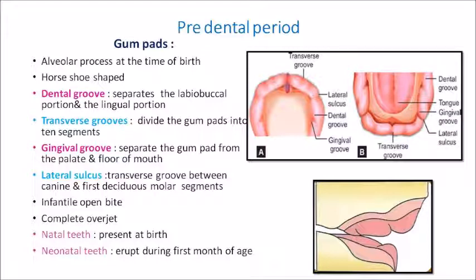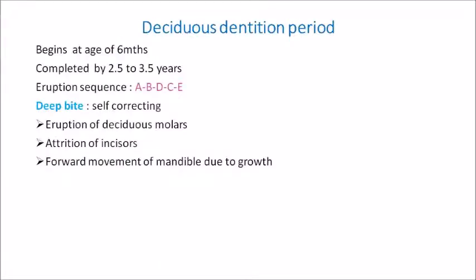Another important thing is that normally there won't be any tooth present at the time of birth, but if at all a tooth is present at the time of birth, then it is called natal teeth. And if the tooth erupts during the first month of age, then it is called neonatal teeth. From the pre-dental period, we are now moving to the dentition period.